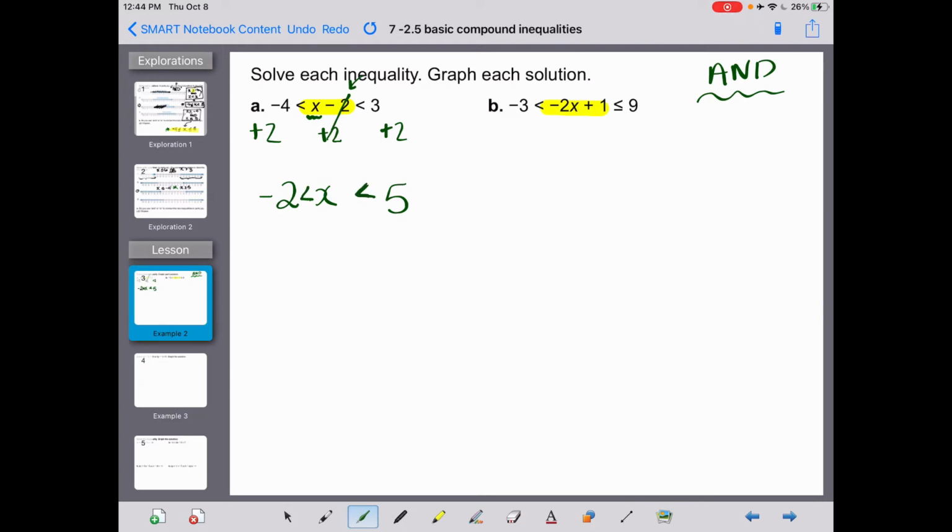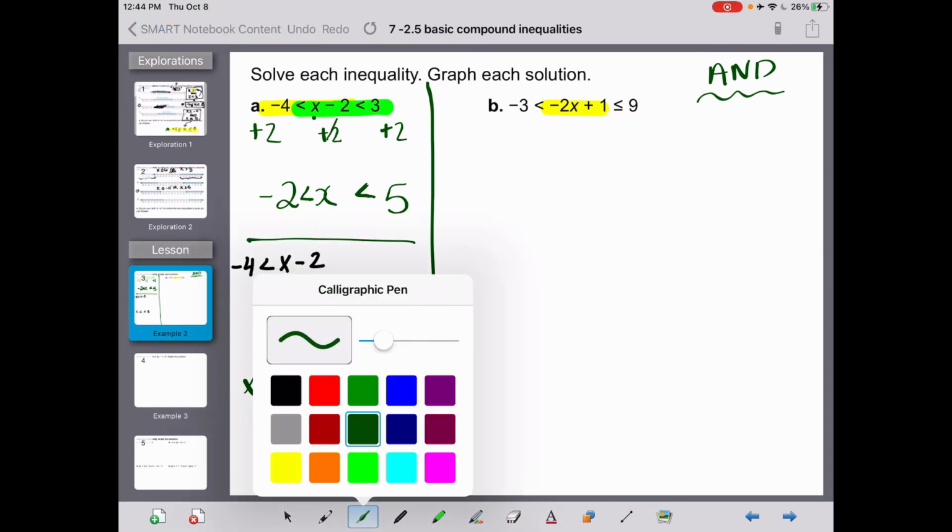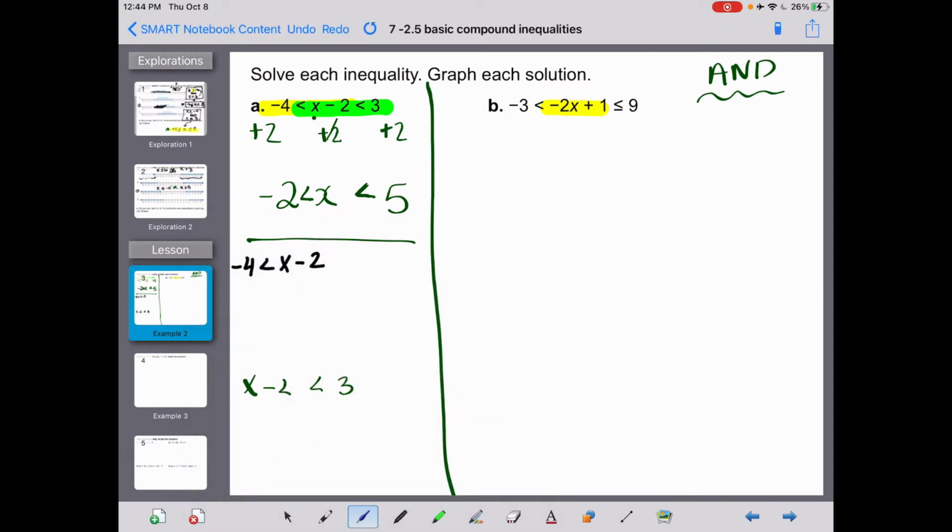The other way to do that, and I'll show you the method on the same problem, is to rewrite the inequality twice. So the first inequality we have would be negative 4 is less than x minus 2. And then the rightmost inequality we have is x minus 2 is less than 3. And we would solve both of those separately. Make sure to always include the middle in the inequalities you write.